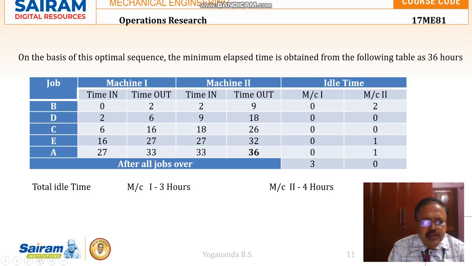The difference between 26 and 27 is 1. After all the jobs are over, machine 1 gets its work done at 33 hours. So 36 minus 33, 3 hours. So the total processing time is 36 hours, the idle time on machine 1 is 3 hours, and the idle time on machine 2 is 4 hours. That is the summation of the columns.